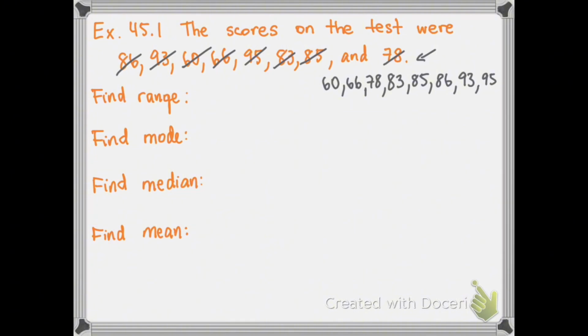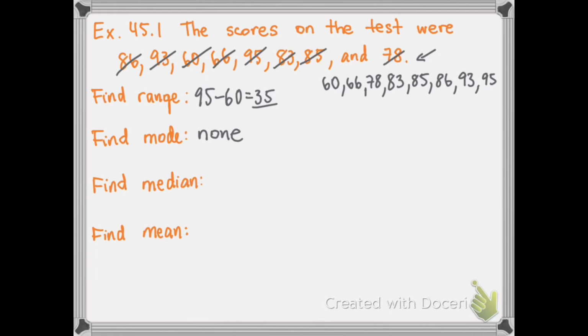So how do we find the range? We grab the biggest minus the smallest, and that's it. For the mode, we look for the one that repeats the most. In this case, we don't have any repeating numbers, so we say there's none. We don't have any mode.